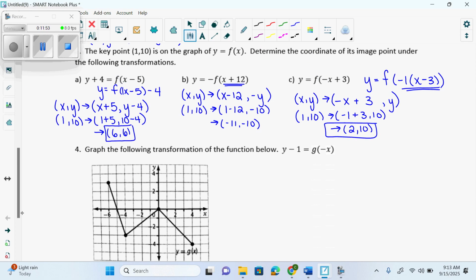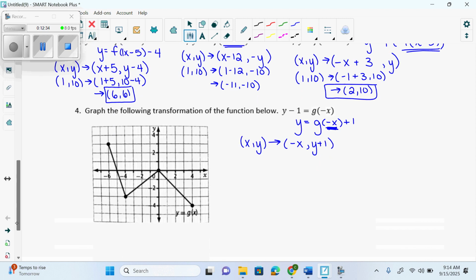Number 4, I'm moving a graph, which means I'm moving numerous coordinates. When I move numerous coordinates, what do I use? Mapping. So I'm going to get y equals g of negative x, plus 1. So this affects my x. That does not. I'm going to get x, y becomes negative x, y plus 1. So unless it's in this bracket, it doesn't affect the x. Yes? So equation to mapping is actually easier. If it's in that x, it affects the x. If it's not, it affects the y.